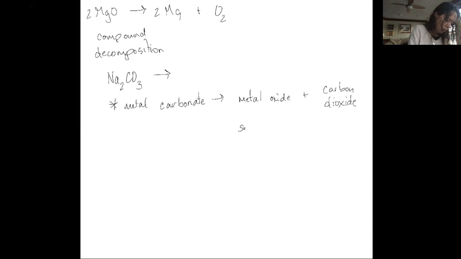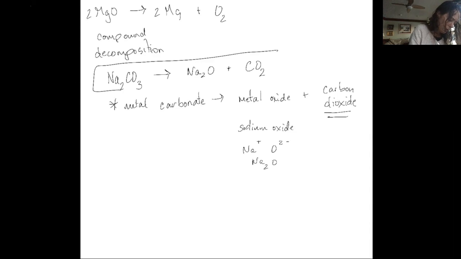That will be sodium oxide. It's ionic, so let's get the symbols. Sodium is Na. Oxide is O2 negative. So we're going to put Na2O, right? Na2O, and carbon dioxide, that's CO2. All right. How do you feel about that?